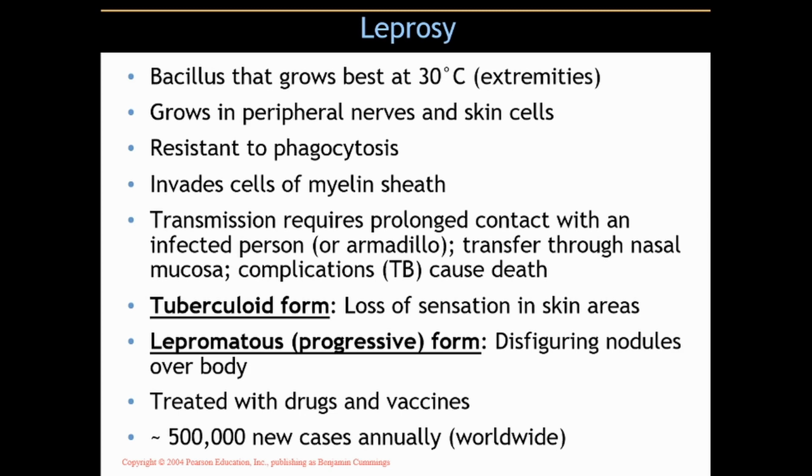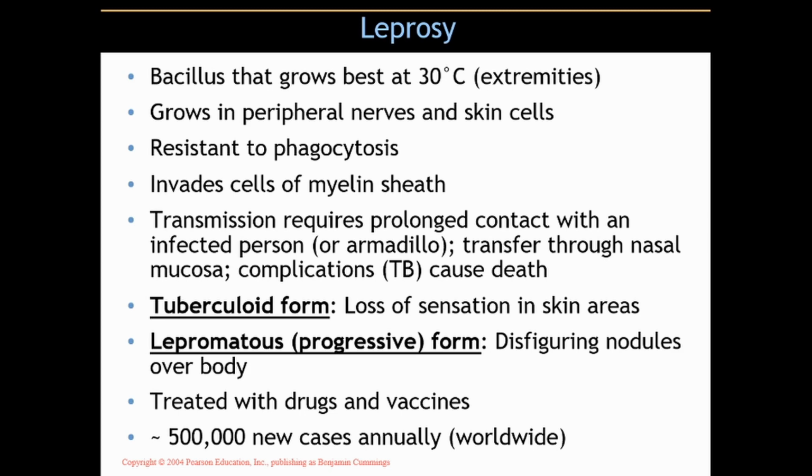Transmission requires prolonged contact with an infected person or an armadillo. And you say, armadillo, what's up with that? So armadillos, they're mammals, and their blood temperature is right around 30 degrees Celsius. So perfect growing conditions in terms of temperature for these bacteria to survive and live in. Transfer through nasal mucosa, complications, especially with tuberculosis, can cause death.